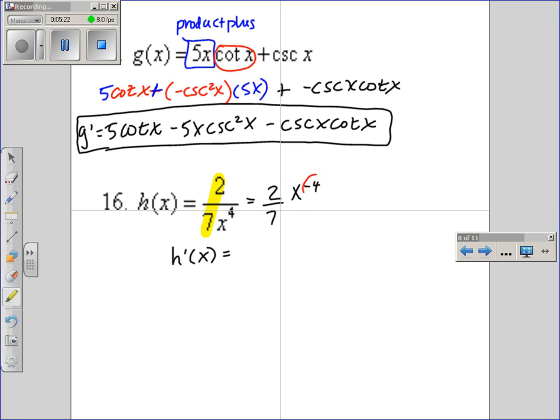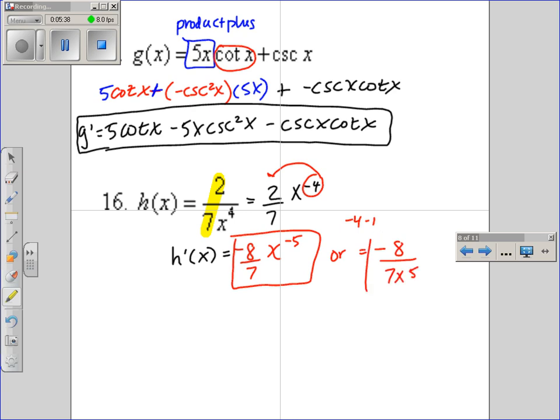I'm going to use the power rule. Bring down the negative 4. Negative 4 times 2 is negative 8. So negative 8/7 x to the, subtract 1, negative 4 minus 1, negative 5. This right here is your answer. Or you could write negative 8 over 7x to the 5th. Either answer.